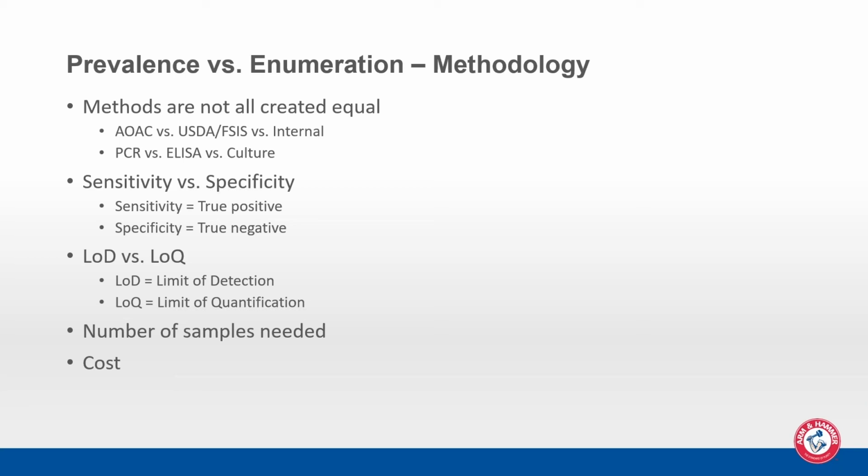Some things to think about is, are they AOAC approved? Is this a USDA FSIS approved method, or is it just an internal lab method? What method are we going with? And whatever method you decide to go with, is it a PCR-based method or an ELISA-based method, or is it a culture-based method where we need a culture out of it to come up with a serovar? There's a lot of differences out there that could impact the accuracy of those methodologies.